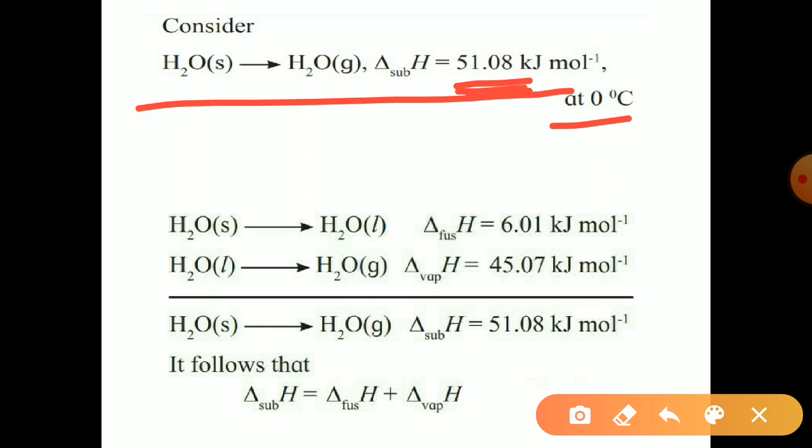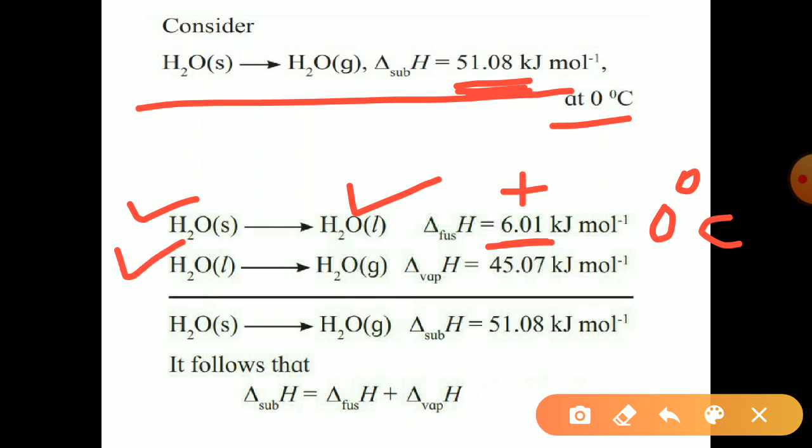First step is, first of all, solid converts into liquid. This takes place at 0 degree Celsius. This is nothing but the fusion, and fusion enthalpy is 6.01. This much amount of energy is required.